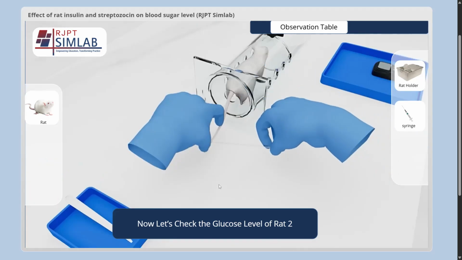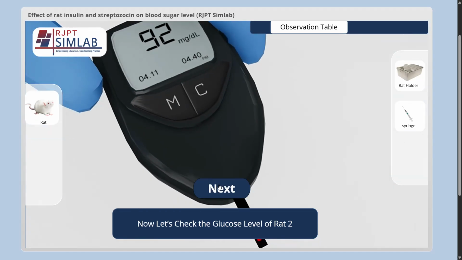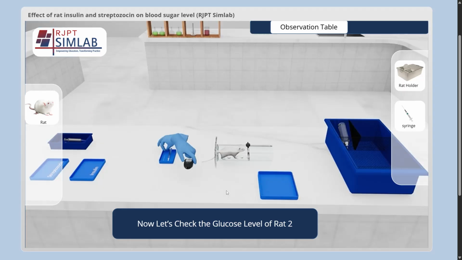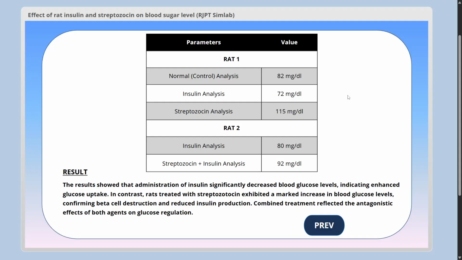Again, with the help of the tail snip blood withdrawal method, we will withdraw the blood with the help of a capillary and place it into the glucometer. And as we can see, the glucometer has shown 92 as the value of the blood glucose. We will keep the rat inside the cage, and then we will jump on to the next step. So now, we have completed our experiment and we have come to the result part.